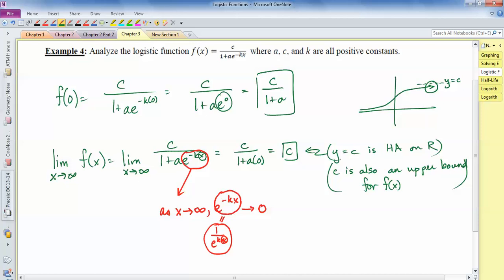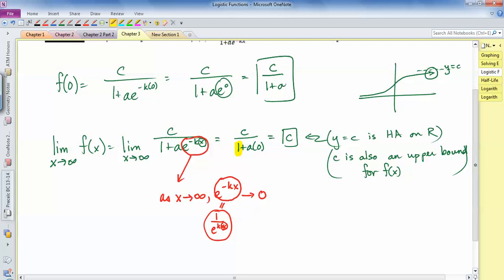When you're doing a problem that talks about maximum sustainable population, plug in as x goes to infinity. One thing to be careful about: sometimes you run into a problem where it's not a 1 right here, it's a 2. In that case, c would not be the maximum population. It'd be c over 2, or whatever number I just highlighted here.